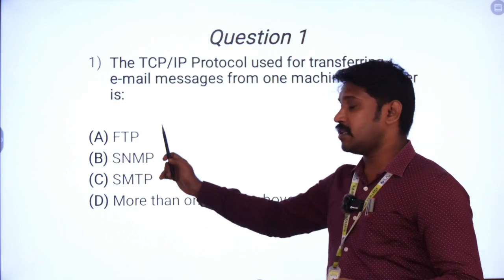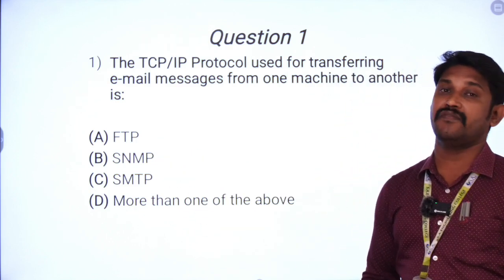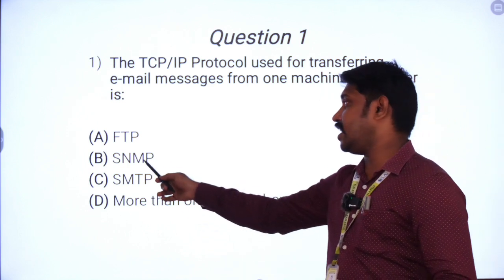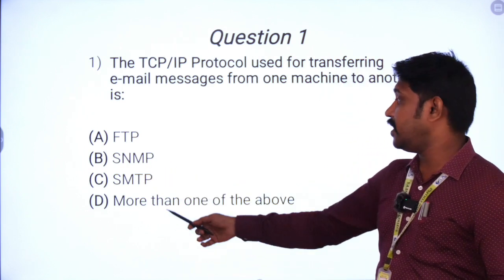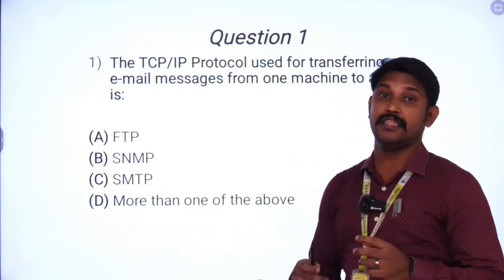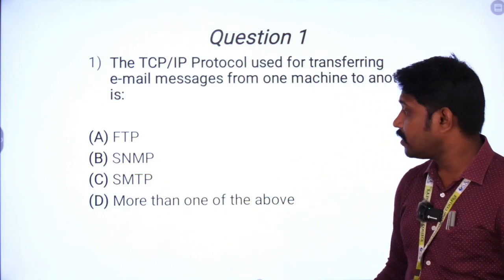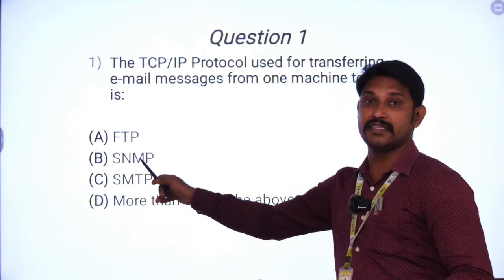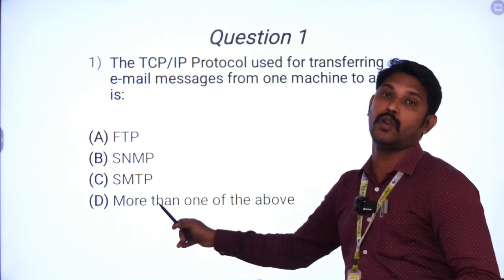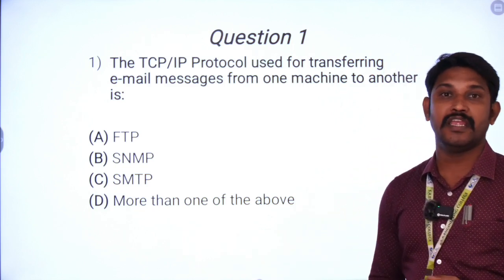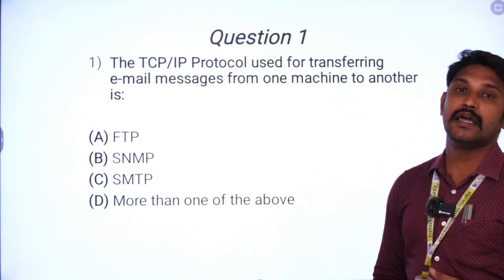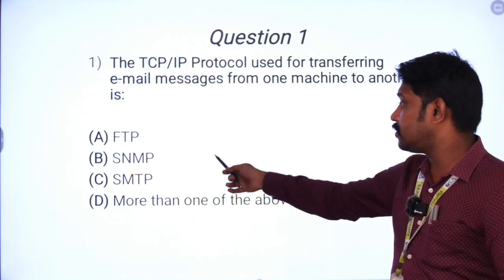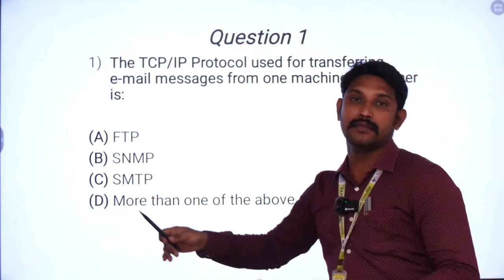The first option is FTP. As you all know, FTP is File Transfer Protocol, so we cannot use it as a mail protocol. The second is SNMP. SNMP is Simple Network Management Protocol, and this protocol is mainly used to manage. And option C is SMTP, that is Simple Mail Transfer Protocol, and this protocol is mainly used to transfer email in the TCP/IP protocol suite. So the correct answer is C.